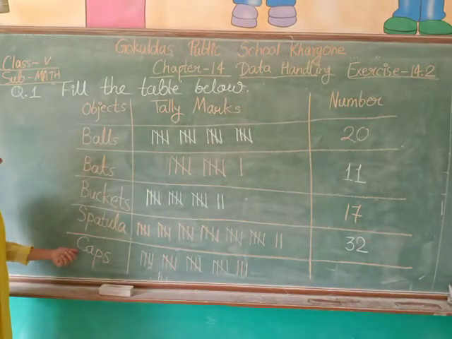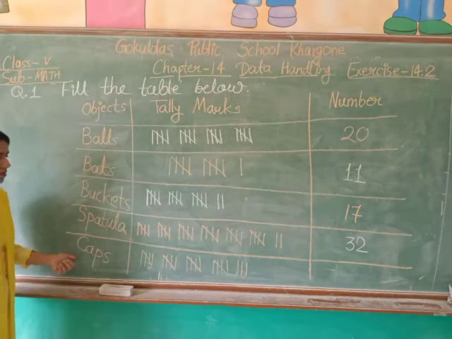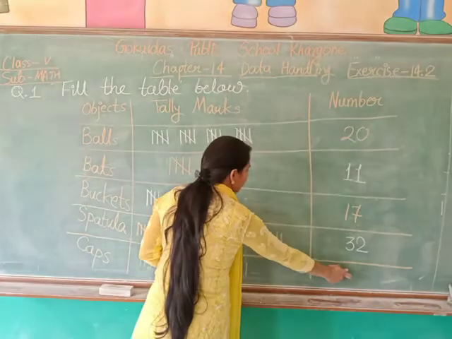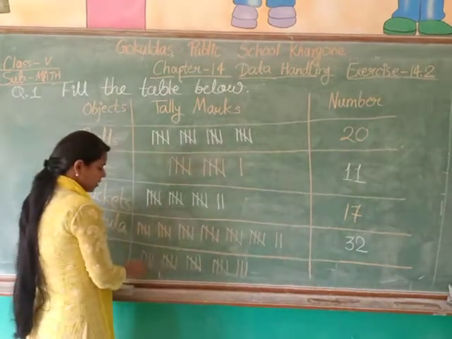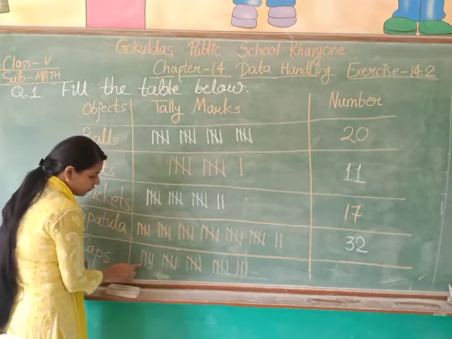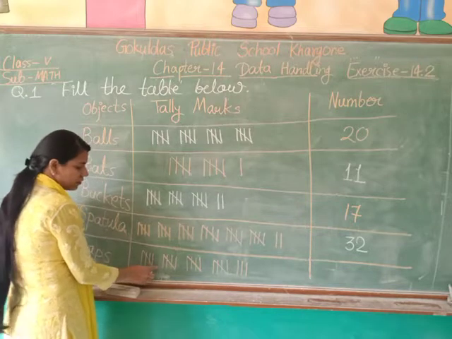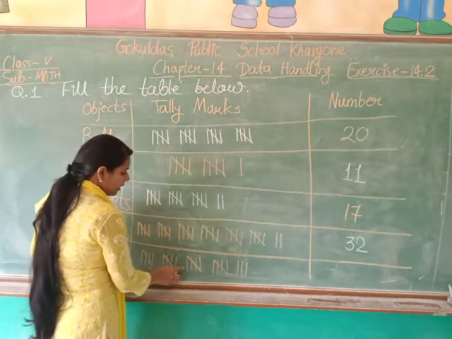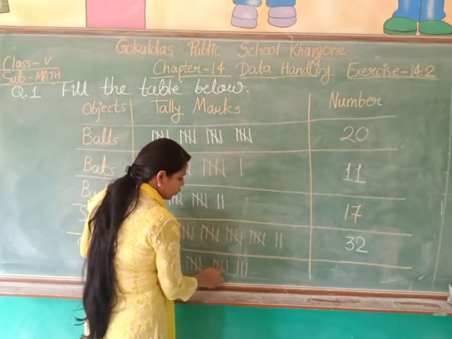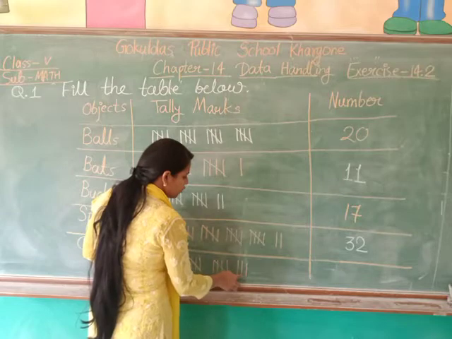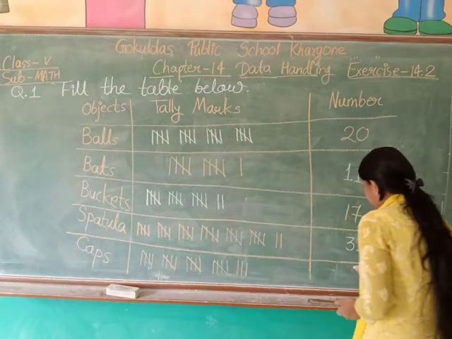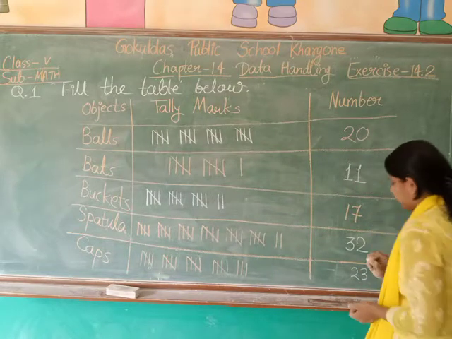Now the last row, the objects are caps. Once again we want to fill this part, which is numbers. So for writing numbers we will count the tally marks. So start counting with me. 1, 2, 3, 4, 5, 6, 7, 8, 9, 10, 11, 12, 13, 14, 15, 16, 17, 18, 19, 20, 21, 22 and 23. So these tally marks are representing number 23.